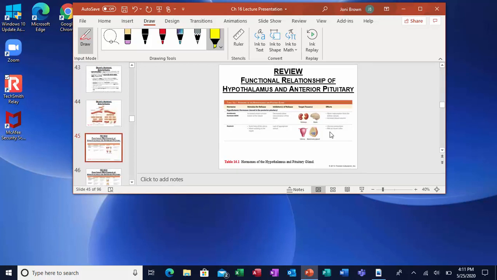And that's just a table that goes through everything that we've just discussed. And of course, this table is in your textbook.